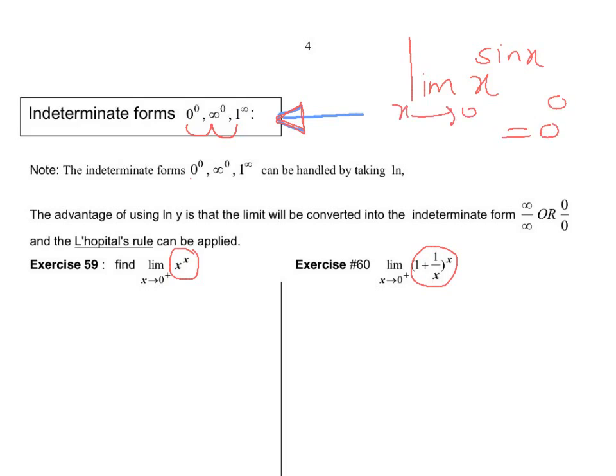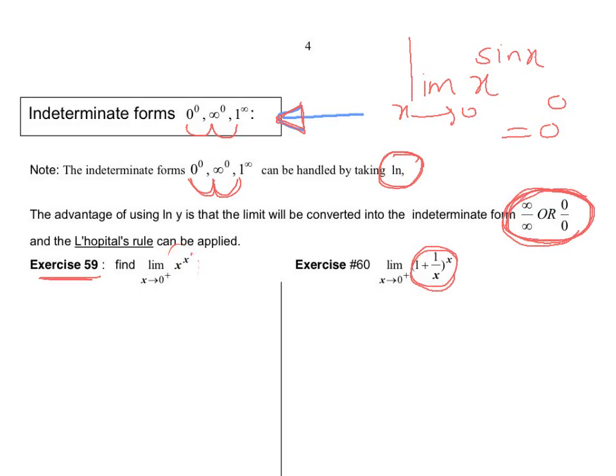Now, in order to write these forms as a ratio or as a rational function, which is equal to 0 divided by 0 or infinity divided by infinity, we are going to use ln. So whenever we have a limit of a function to the power of a function, we are going to use ln in order to write it as a rational function, which will give 0 by 0 or infinity by infinity. So let us see the first exercise.